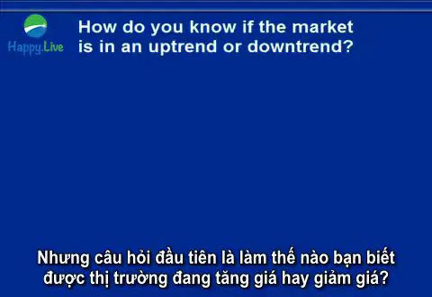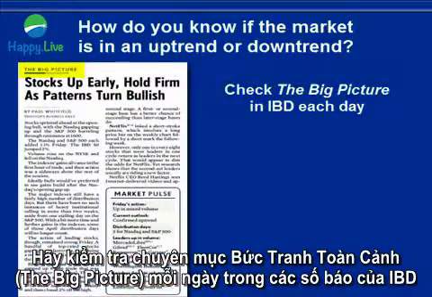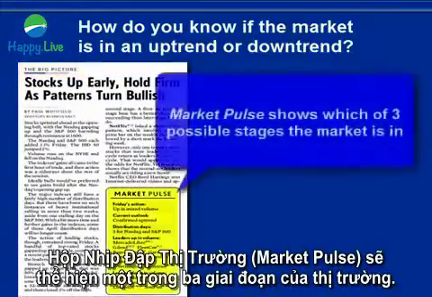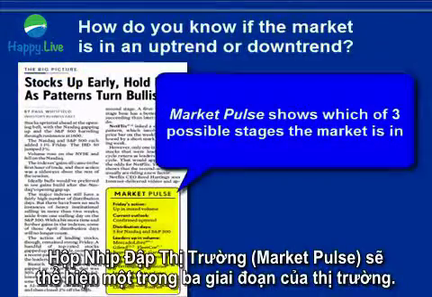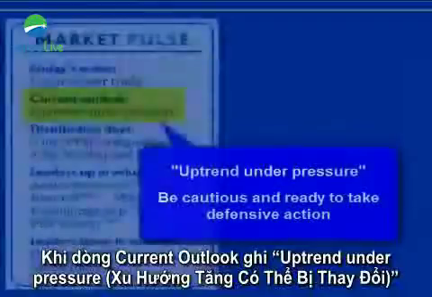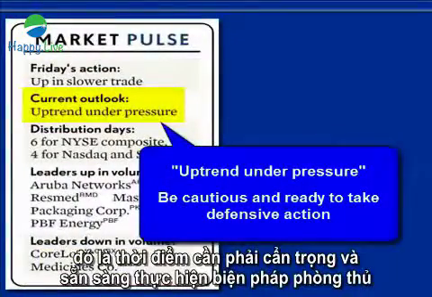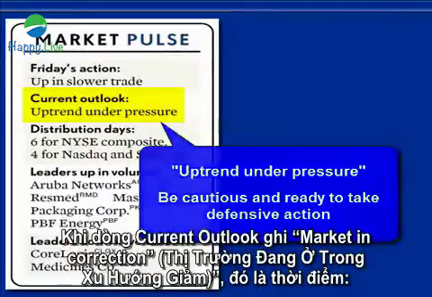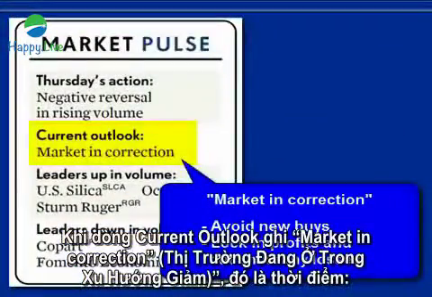But first, the obvious question is, how do you know if the market is in an uptrend or downtrend? The easiest way is to simply check the Big Picture column in IBD each day. The Market Pulse inside the Big Picture shows you which of three possible stages the market is currently in. Confirmed uptrend, the best time to buy stocks. Uptrend under pressure, a time to be cautious and ready to take defensive action since the uptrend may now be starting to weaken. And market in correction, which means the uptrend has ended and a downturn has taken hold.